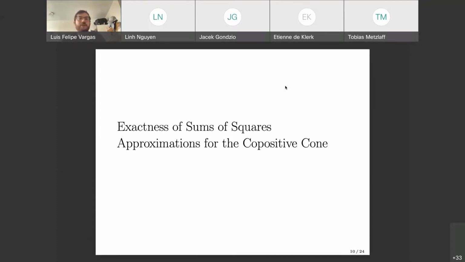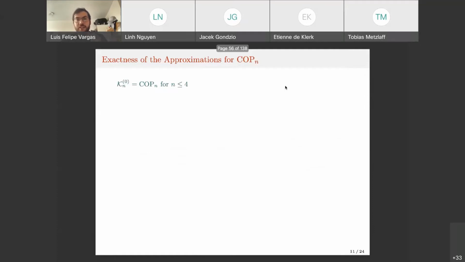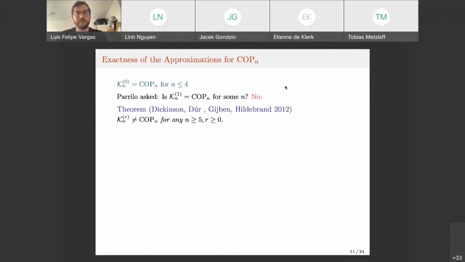Now I'm going to talk about exactness of sum of squares approximation for the copositive cone, in particular of the cone K^n_r. So we are interested in when the cones K^n_r approximate exactly the copositive cone. As we mentioned before, the cone K^n_0 is equal to the copositive cone when n is less than or equal to 4. And Parrilo asked, is K^n_1 equal to the copositive cone up to some n? And the answer is no, given by the theorem by Dickinson and co-authors that says that K^n_r is not equal to the copositive cone for any n at least 5 and for any r.